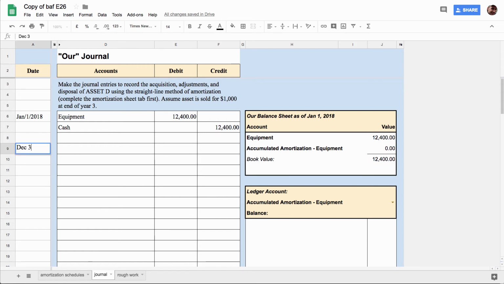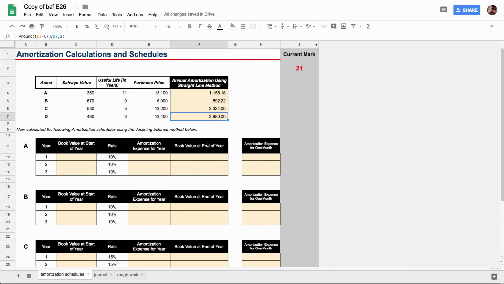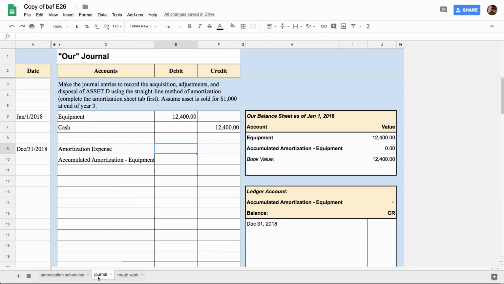About a year later, December 31st, very end of the year, we need to adjust. So this asset has worn out, so we're going to have amortization expense. And this is one of the first mistakes students will make: we don't credit equipment, right? The historical cost stays at $12,400. What we credit is the accumulated amortization associated with equipment. And that amount is right here. There's our annual amount, $39.80. So I'm just going to put it just like that.